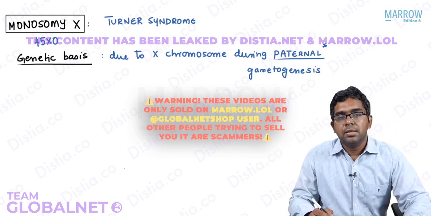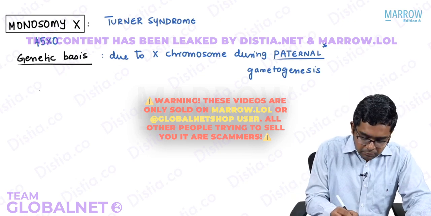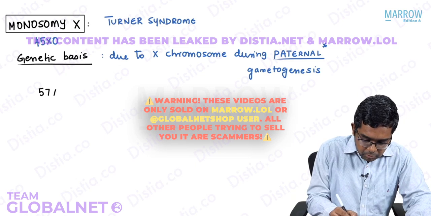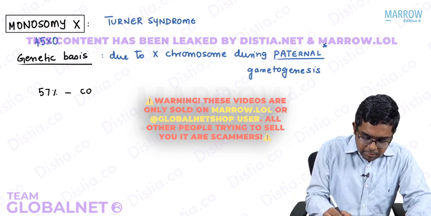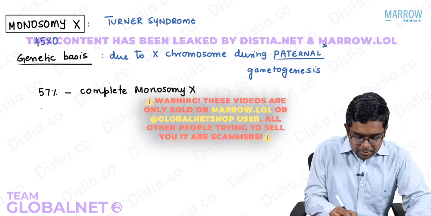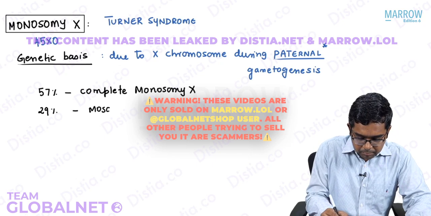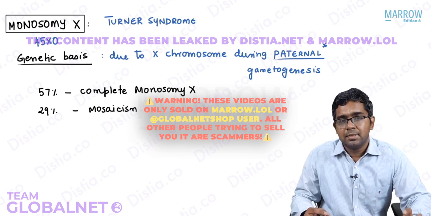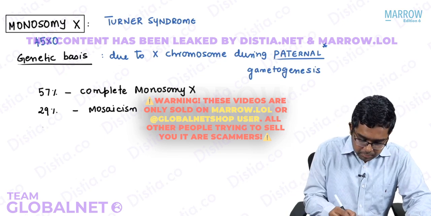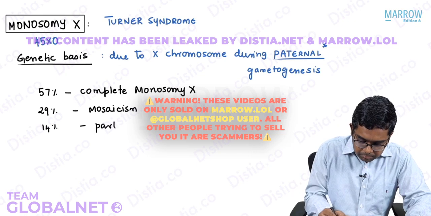Okay, and if you look at the karyotype analysis of patients with Turner syndrome, 57% of the patients, or most patients, will have complete monosomy X, and 29% of the patients are mosaics. That means what? They have a combination of normal cells as well as cells with monosomy X, and the remaining 14% will have a partial monosomy.